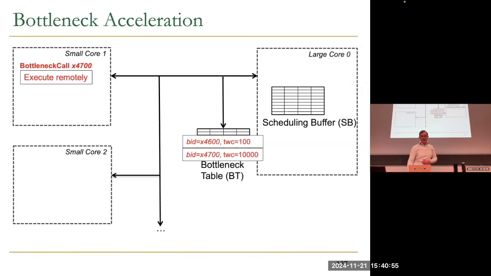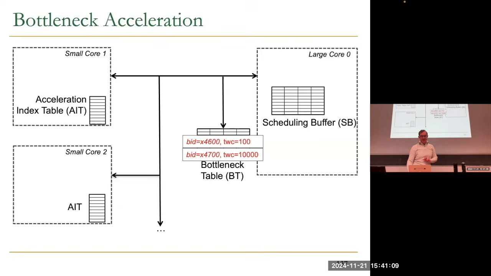At some point, this gets scheduled on the large core. And then the large core executes the bottleneck return. Remember that bottleneck return instruction we added, which sends a signal to the core ID that initiated that bottleneck, and the small core can stop waiting. Hopefully that makes sense, right?